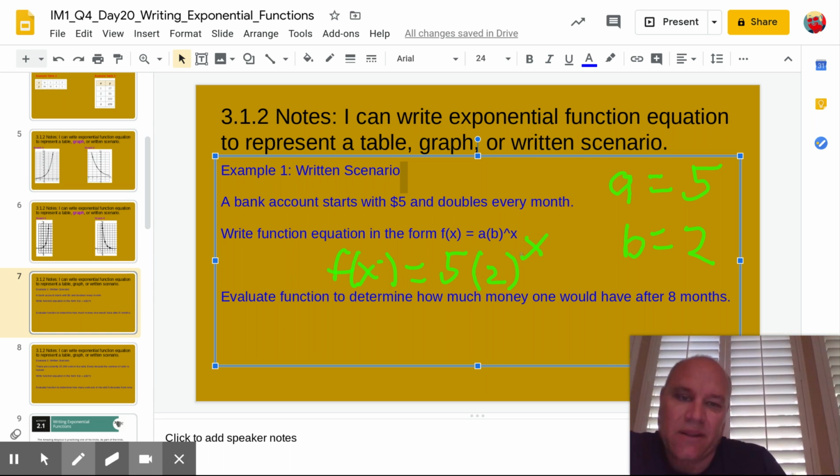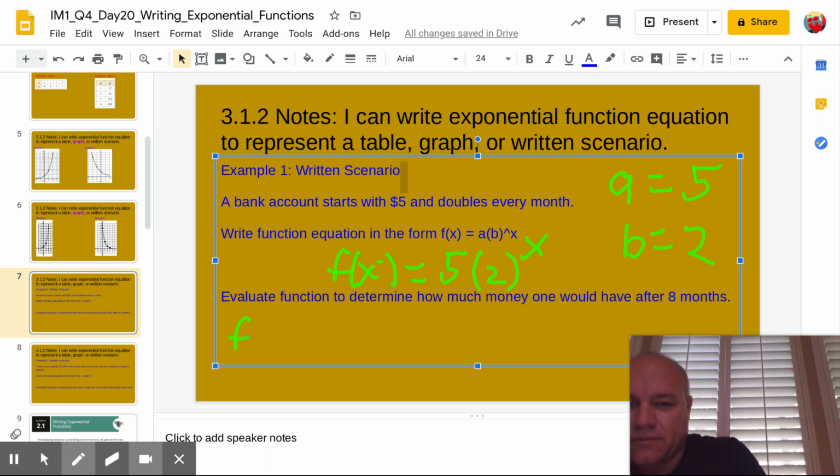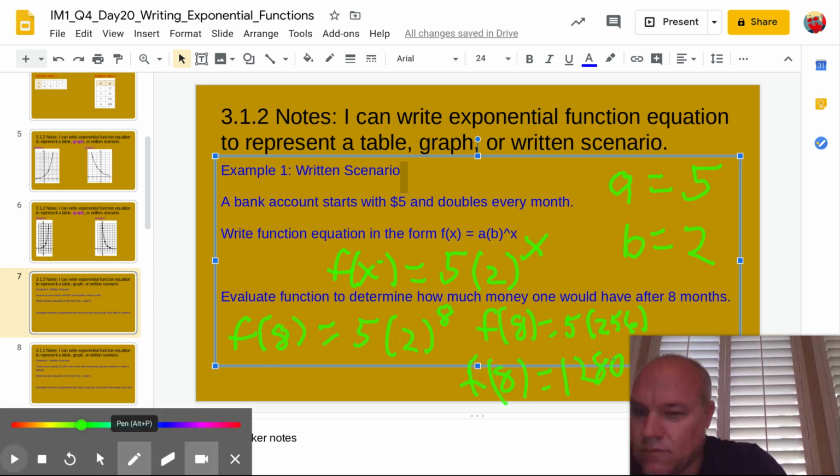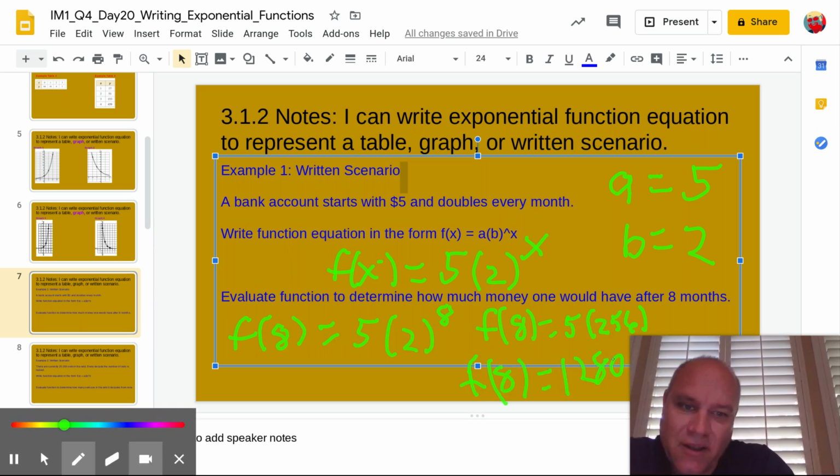It says evaluate the function, determine how much money you'd have after 8 months. Well, the initial value would be at month 0, right? And then you go 1 month, it doubles. 2 months, it doubles again. 3 months, it doubles again. So this is like saying x is 8, so f of 8 equals 5 multiplied by 2 to the 8th power. Okay, I took a quick pause to do the math in my head.